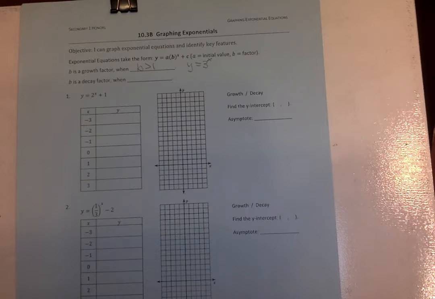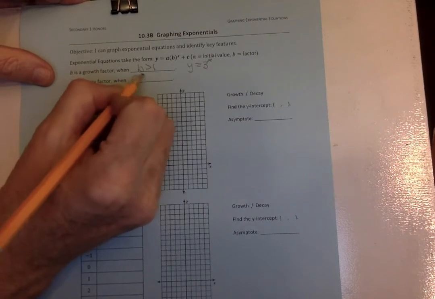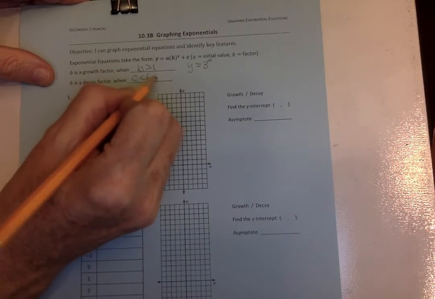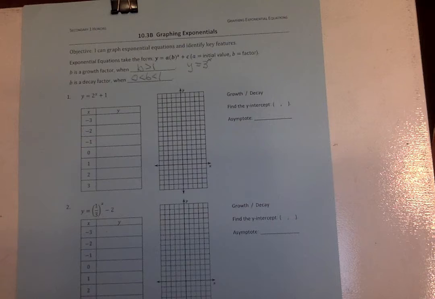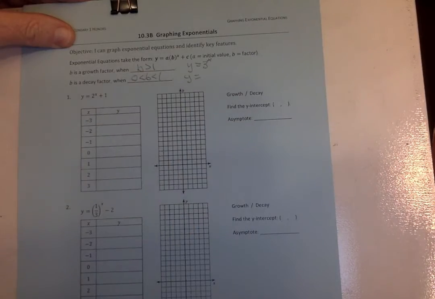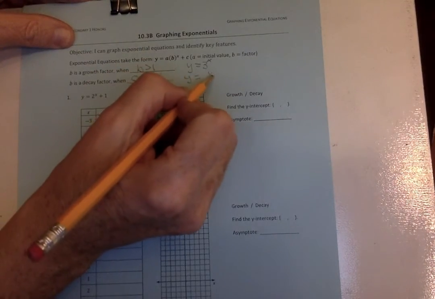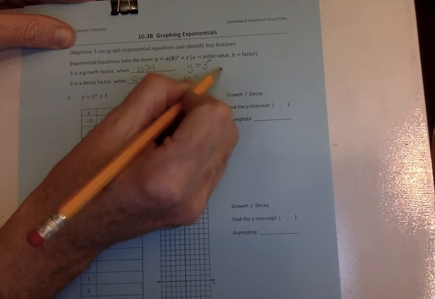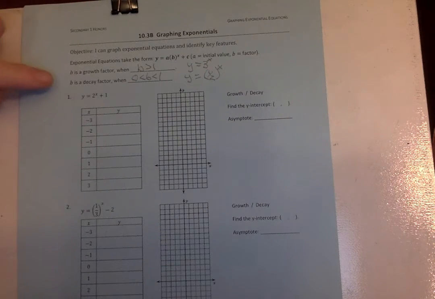B is a decay factor when 0 is less than b, which is less than 1. So that means, as an example, if y equals 1/2 to the x power, that would be a decay factor, or in other words, then that graph should be going down and to the right.